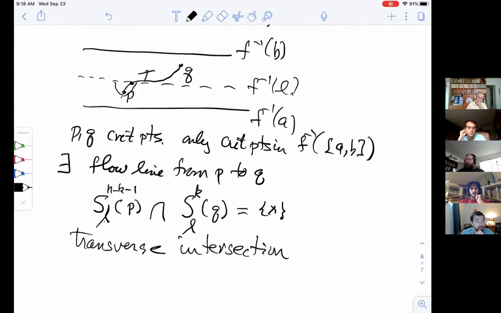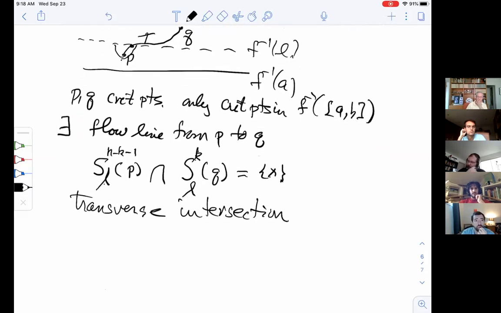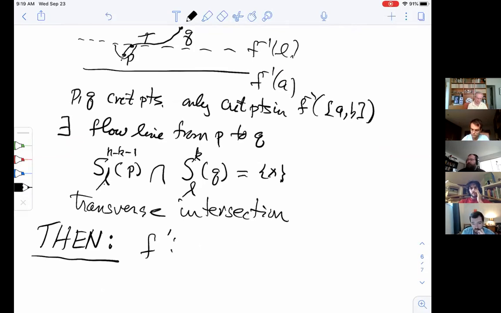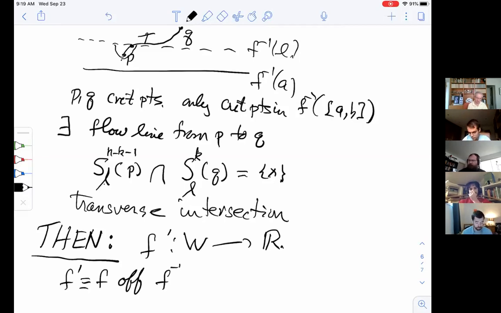Another way to say it is to cut off at intermediate level. So those are the hypotheses. And then the conclusion is, let's see, I want to say this. There exists a new Morse function F prime that agrees with F off F inverse of A, B.